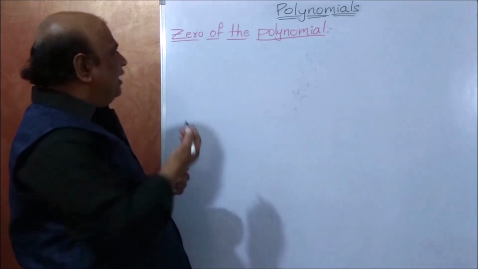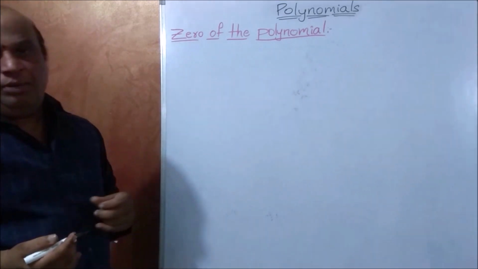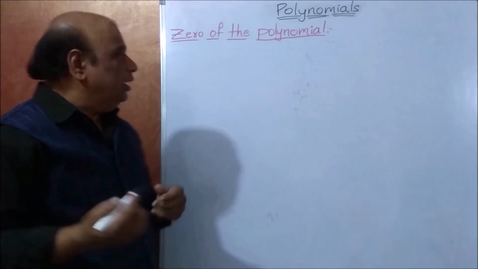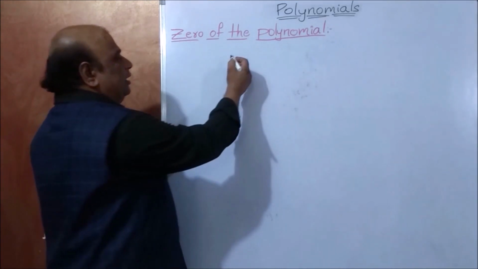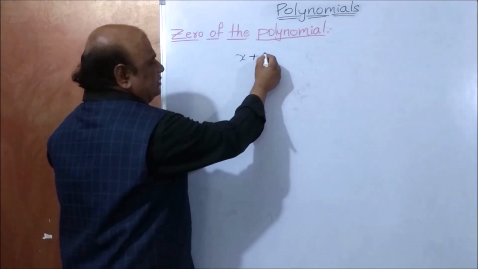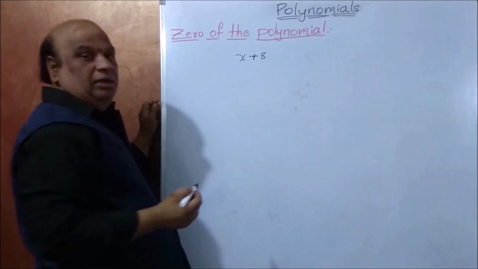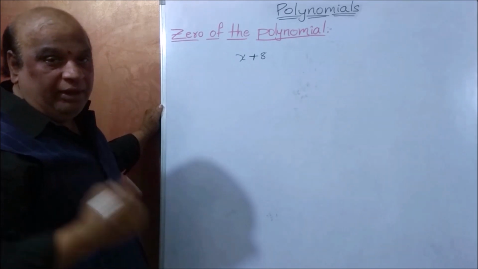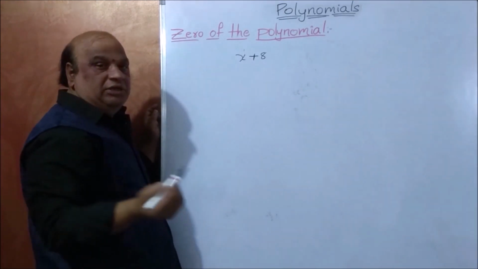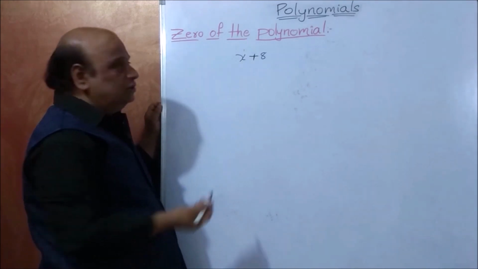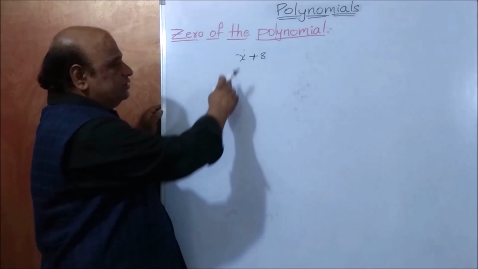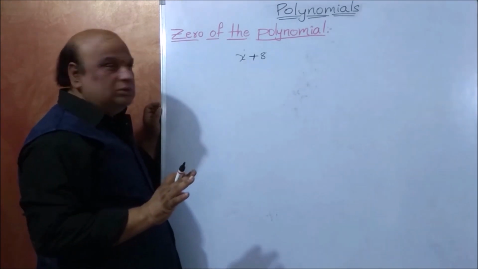Students, our next topic is zero of the polynomial. What about the zero of the polynomial? Here, suppose you take x plus 8. It is a polynomial. Why? Because the power of x is 1. It is a whole number. So the variable has a power that is a whole number, so it is called a polynomial.